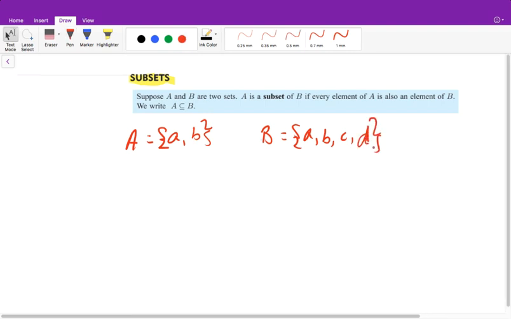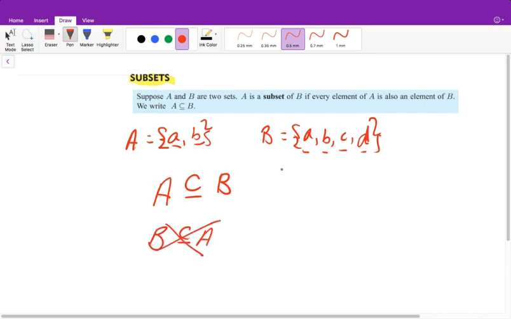well, in order for a set to be a subset of the other, every single element in that set has to be an element of the other set as well. So A and B are elements of set A, and A and B are within our set B. So we would then say that A is a subset of B. We can't say that B is a subset of A because B contains the elements C and D that are not in set A. So A is a subset of B if every element of A is also an element of B. And then the symbol that we use is this symbol here.